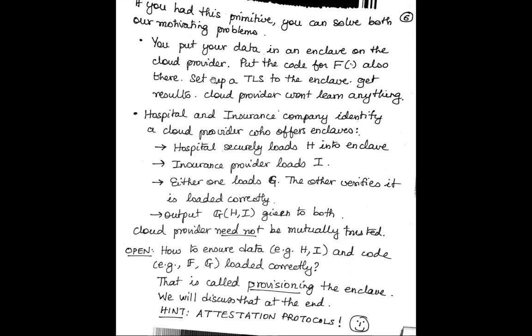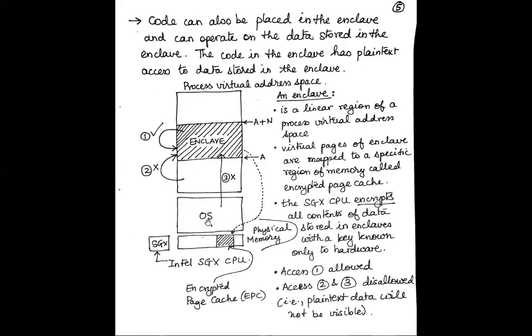Okay, and you will execute this F on your data within the enclave. And you want the results, of course. So you will set up a TLS connection to the enclave, an encrypted channel. Okay, and you will get the results. And the cloud provider, who is sitting over here, and also probably the rest of the process, will not be able to see anything. Neither your data, nor the code, nor the results. Everything is happening within the enclave.